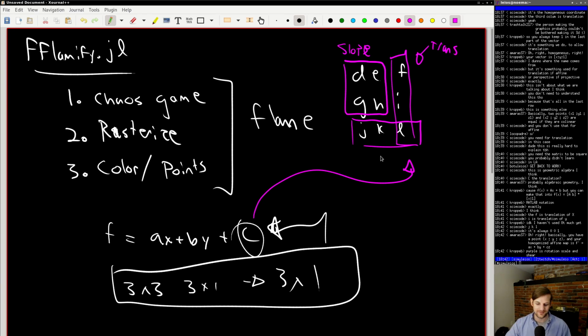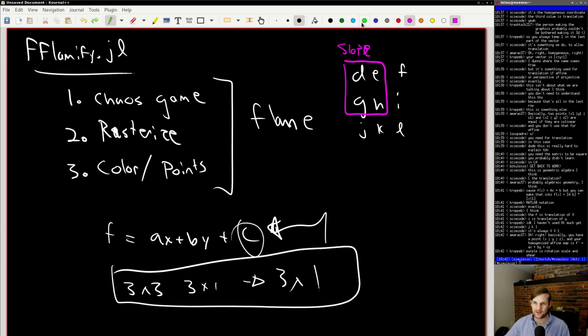I probably should have done these in different colors. Okay, let me do this in different colors really quick.